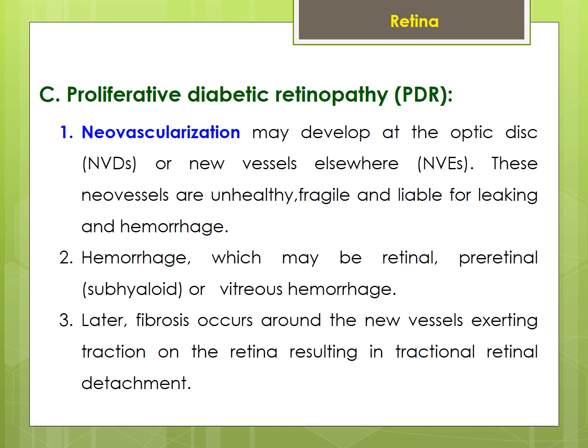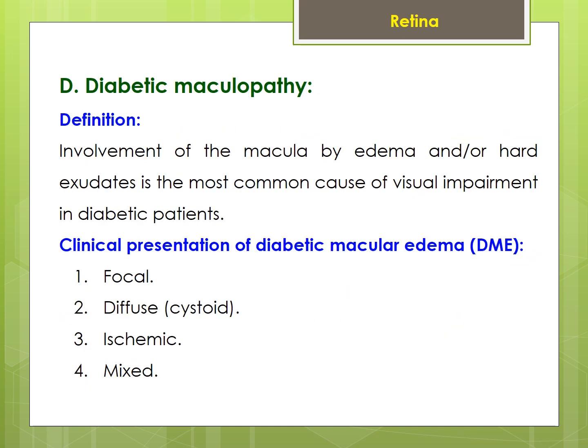The third stage is the proliferative diabetic retinopathy, in which we can see new vessels that may develop on the optic disc, so-called new vessels at the disc, or elsewhere, so they are called new vessels elsewhere. They are unhealthy, fragile, and liable to leakage and hemorrhage. Hemorrhages may be retinal, pre-retinal, or vitreous hemorrhage. Later, fibrosis occurs around the new vessels, exerting traction on the retina, resulting in tractional retinal detachment.